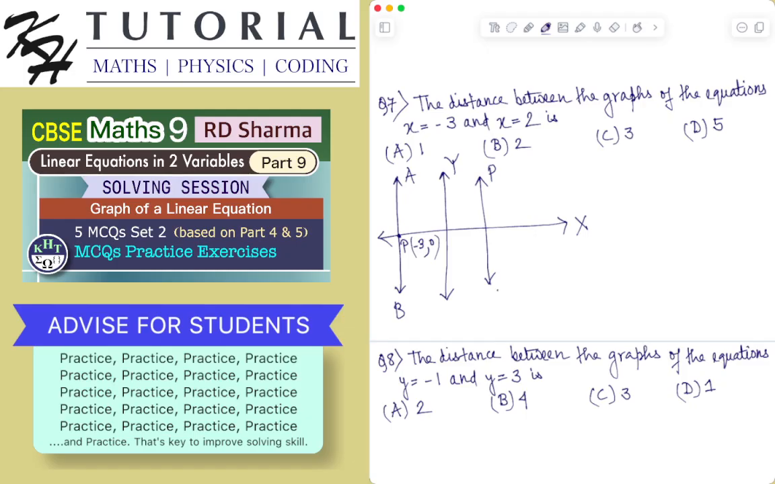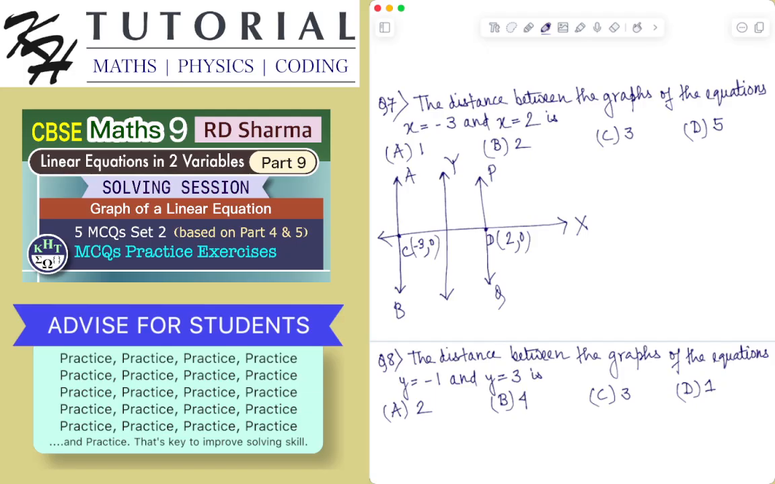Let's say it be PQ, and the coordinate of the point where it cuts the x-axis will be (2, 0). Let's say this point be C, and this be D.